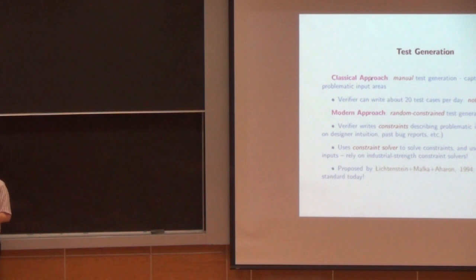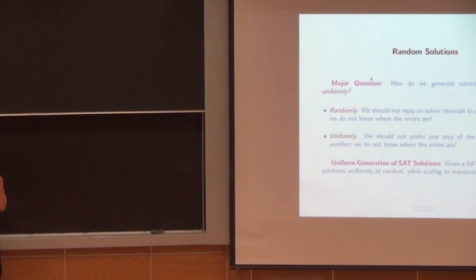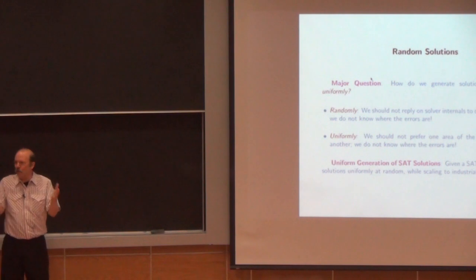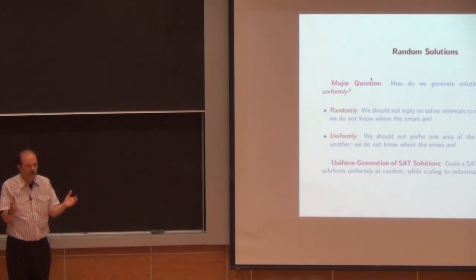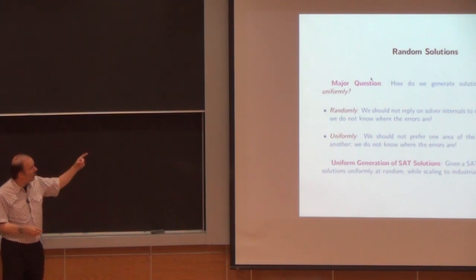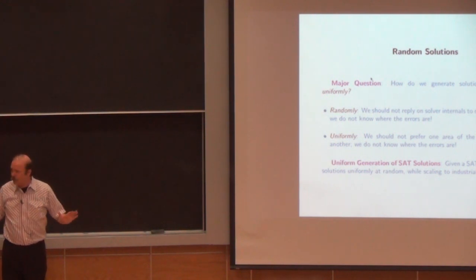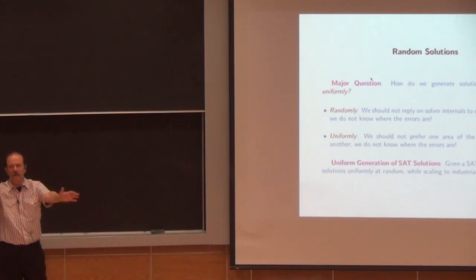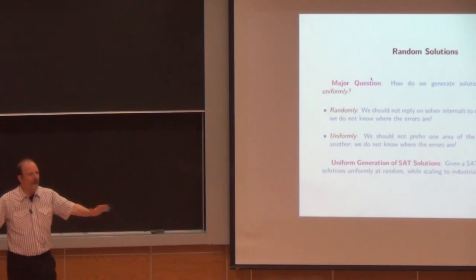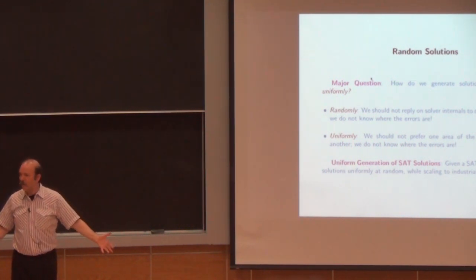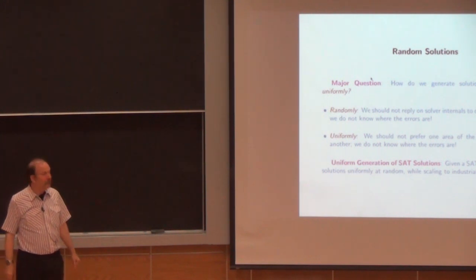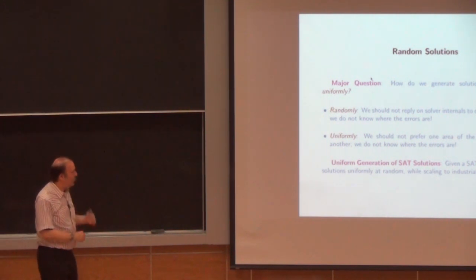But this raised an interesting question. I have constraints. I don't want just to get a solution to this constraint; I want to get many solutions. I don't want the solution to depend on the internals of the constraint solver. What I want to get are solutions chosen uniformly at random. Why? Because if I'm looking for a bug, it's like knowing that somebody is hiding a treasure here, and I know nothing else. What is my best search method? To sample randomly, uniformly.